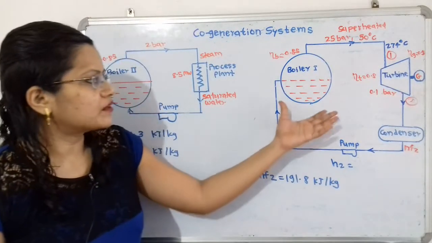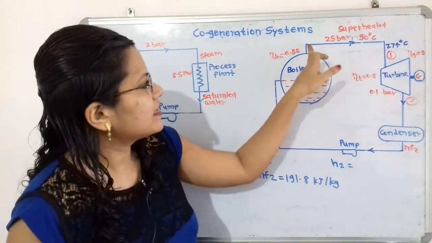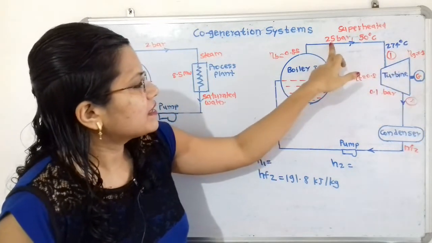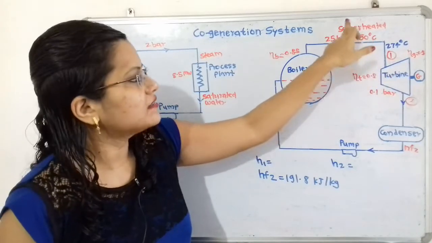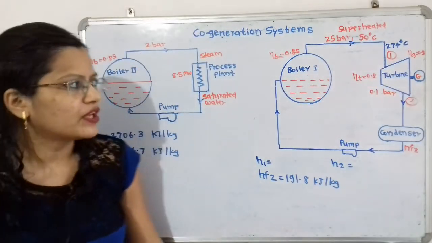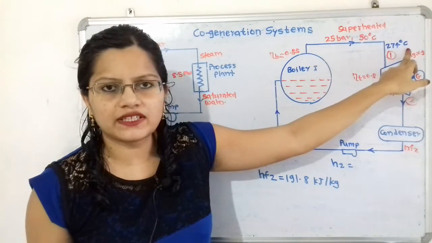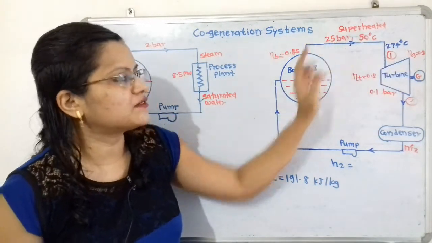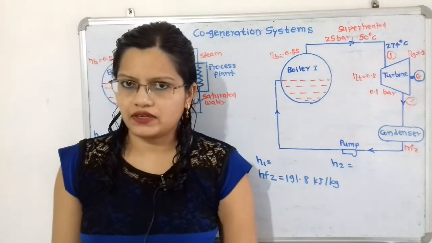Now if we observe the first system, as per the given data, here at the inlet of this turbine, it is at 25 bar pressure and 50 degrees Celsius, and steam is in the superheated form. So we have to take the superheated temperature, that is 274 degrees Celsius, and pressure is 25 bar, and we will find out the enthalpy at point 1.